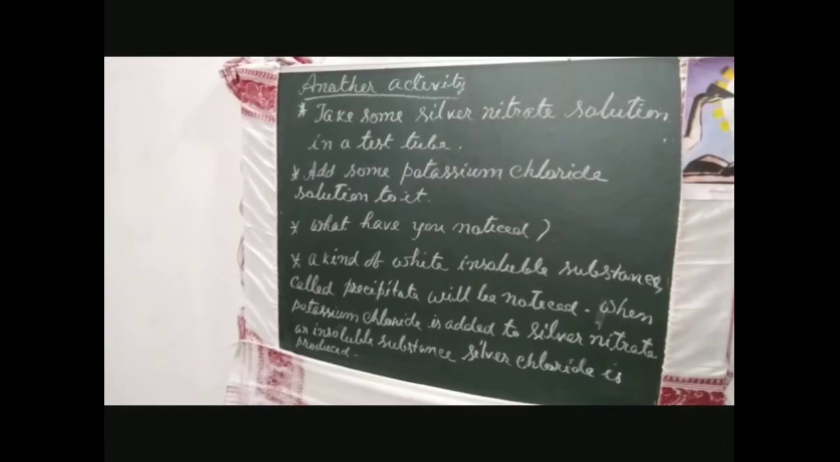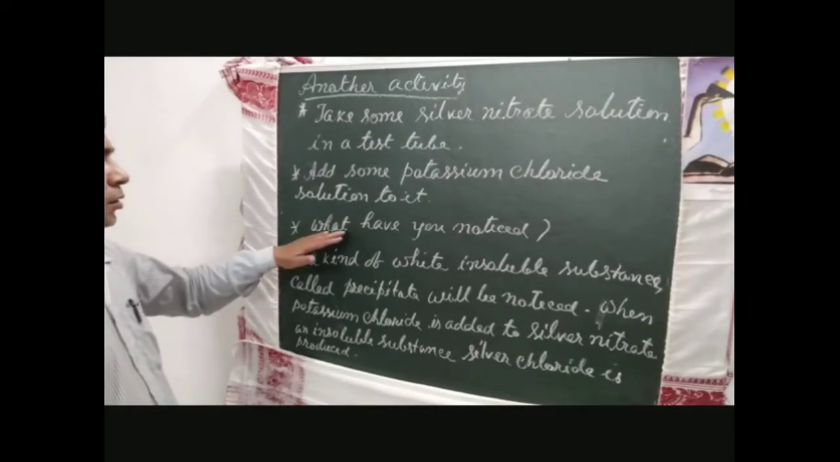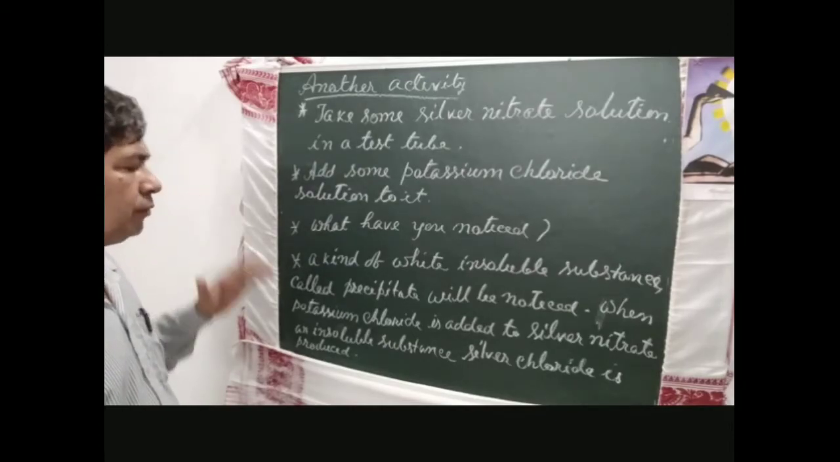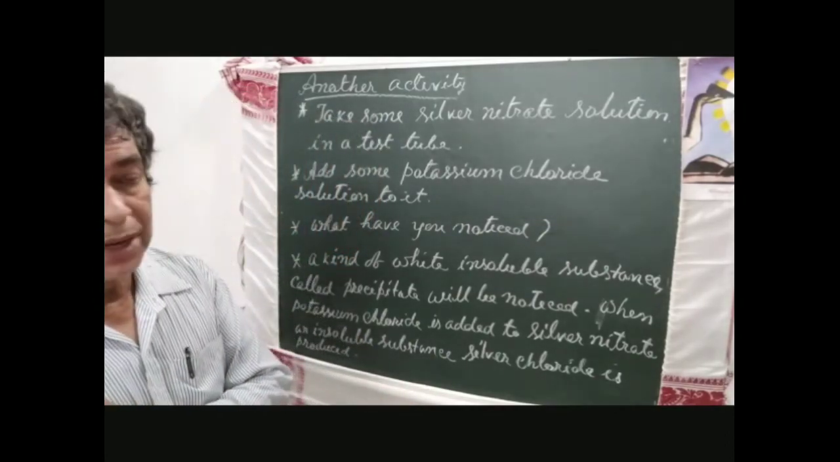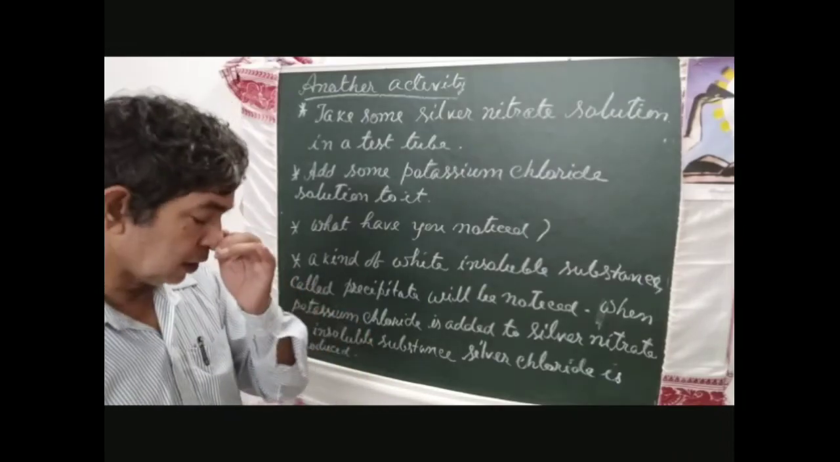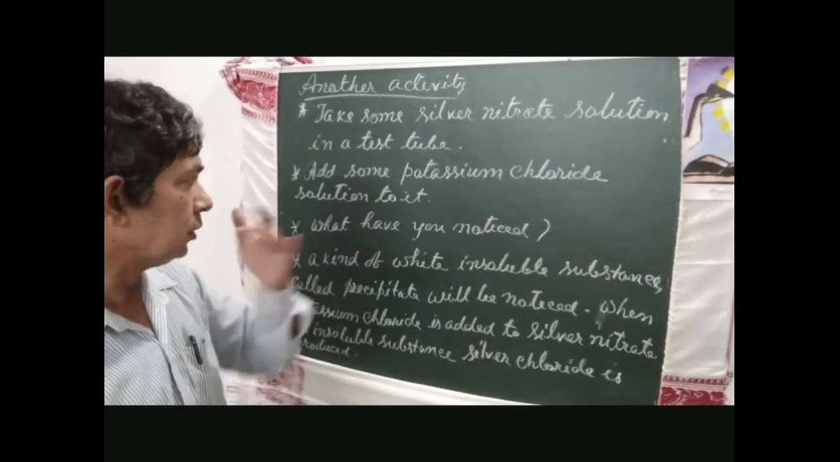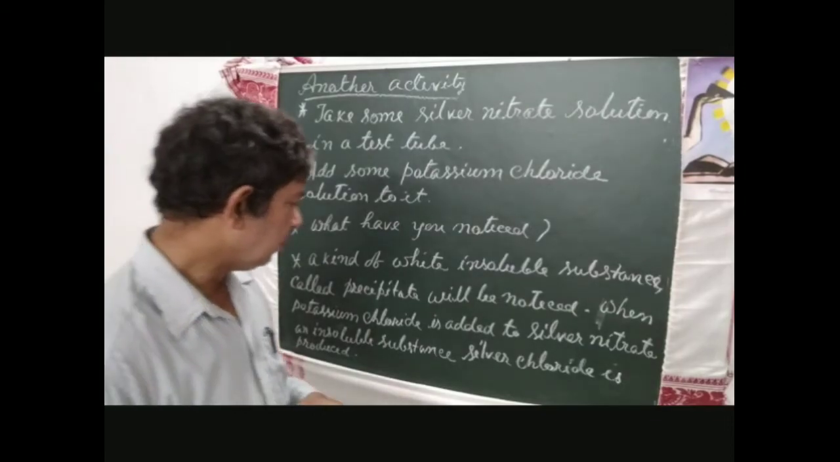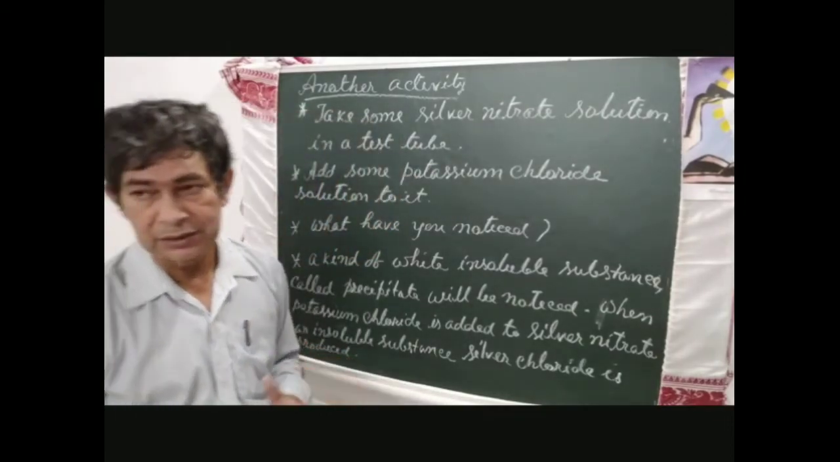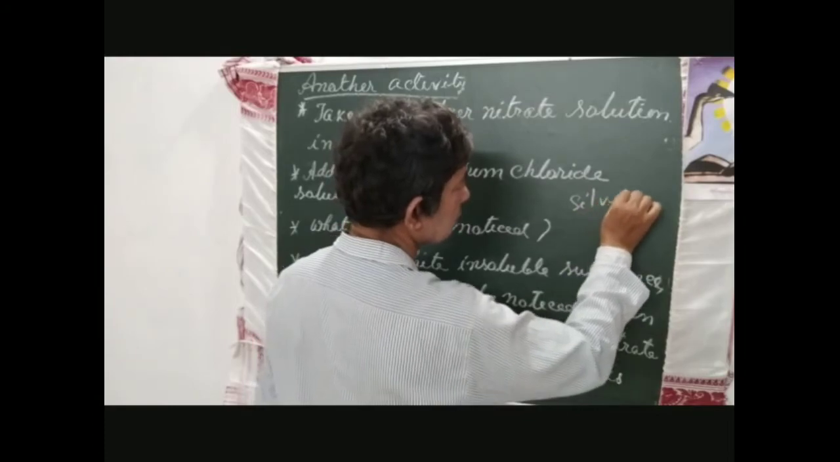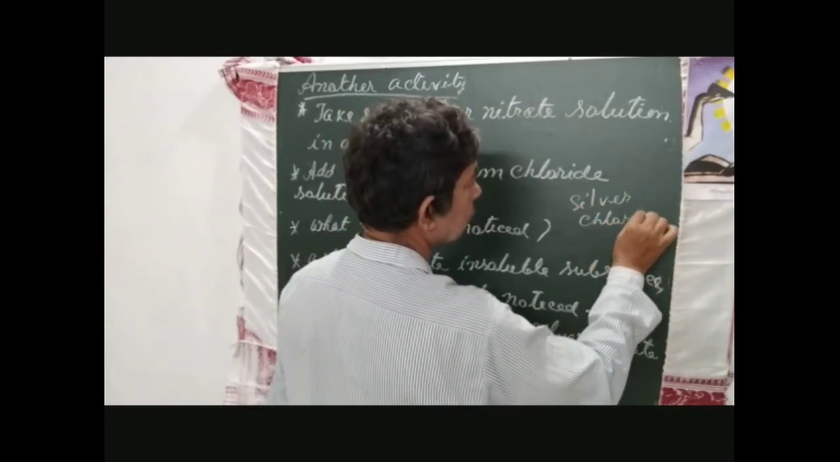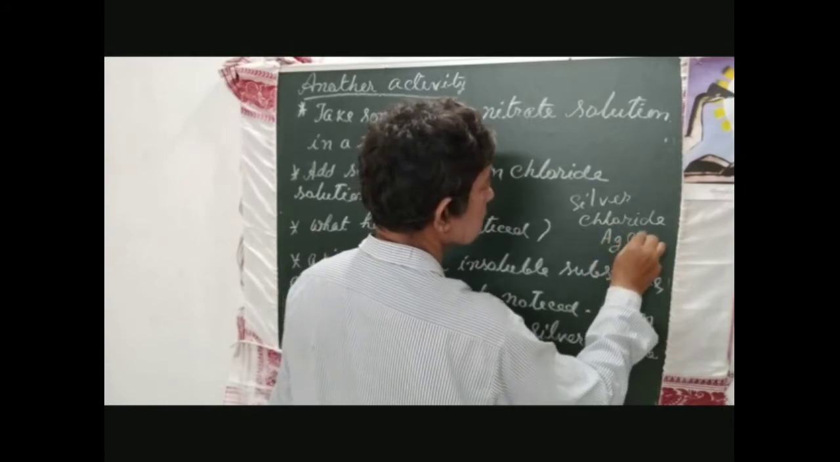Another activity: take some silver nitrate solution in a test tube. Add some potassium chloride solution to it. What have you noticed? You will find that a kind of white insoluble substance, which is called a precipitate, will be noticed at the bottom of the test tube. Suppose I have a test tube. When potassium chloride is added to silver nitrate, what will happen? A substance called silver chloride, AgCl, is formed.